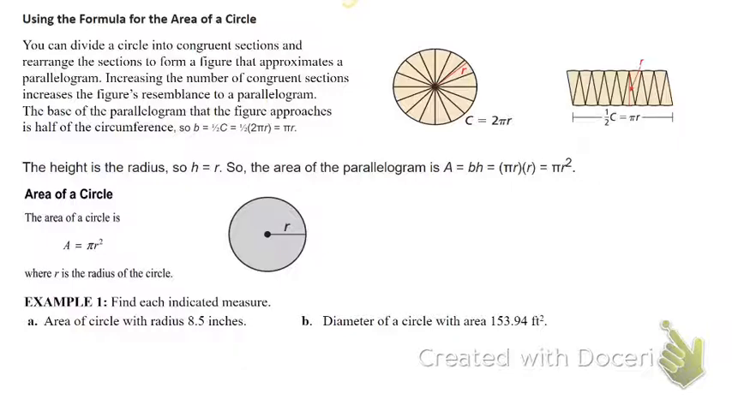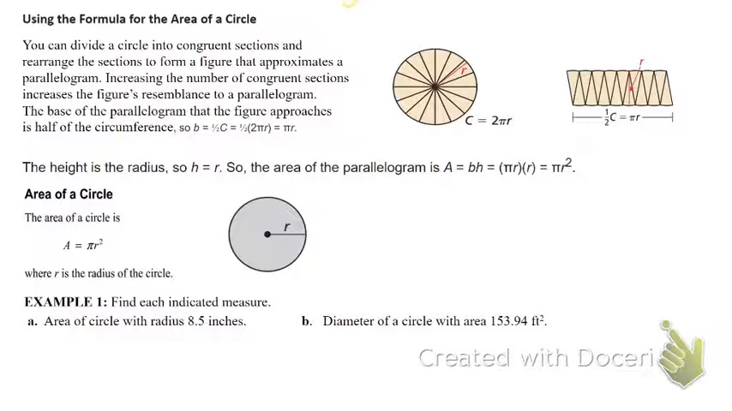If we take a circle and we divide it into congruent sections and then spread the sections out to form a parallelogram, it's not going to be a perfect parallelogram, but if our sections are very small, we can get very, very close to a parallelogram when we line out the different sections, as you can see on the diagram on the right. And we know that the distance around a circle, circumference, is equal to 2 pi r.